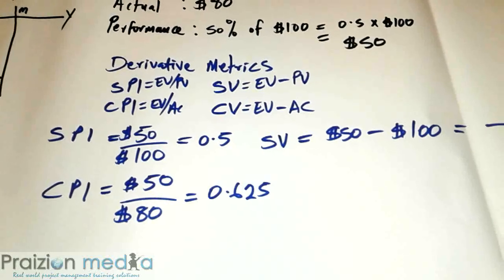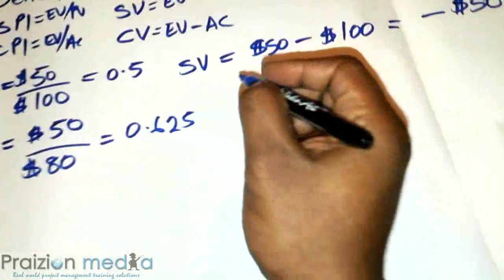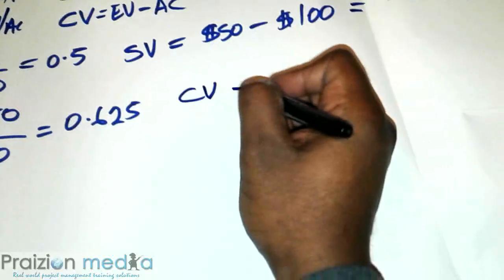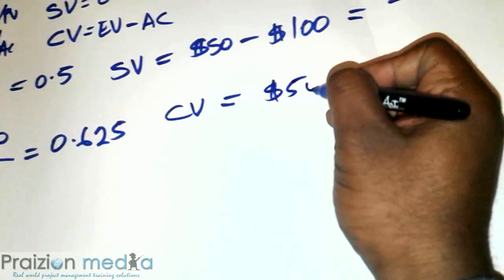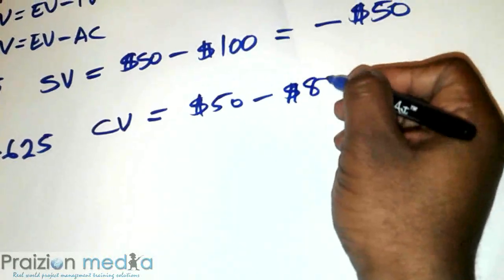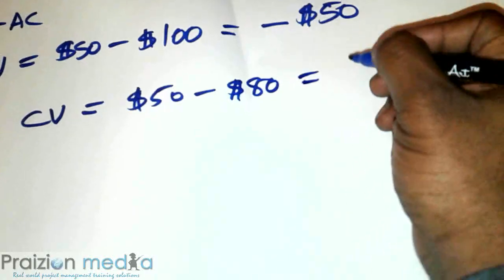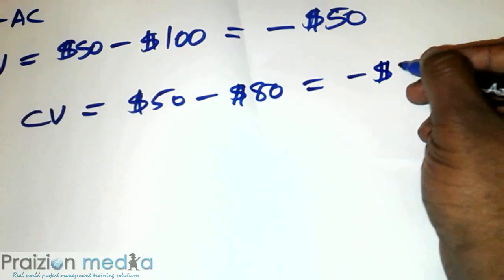Welcome back to part 2. Now to wrap this up, let's do our cost variance. Our cost variance is going to be equal to 50 minus 80, $50 minus $80, and that gives us minus $30.